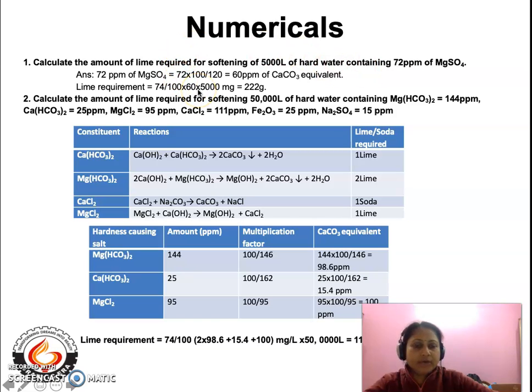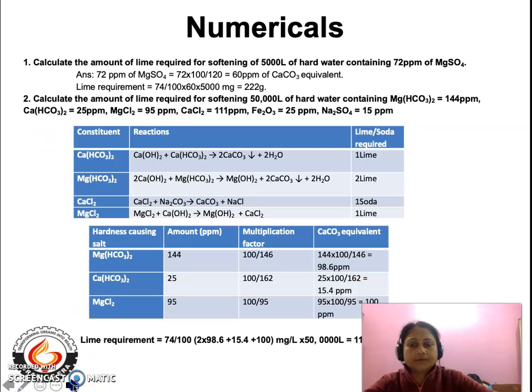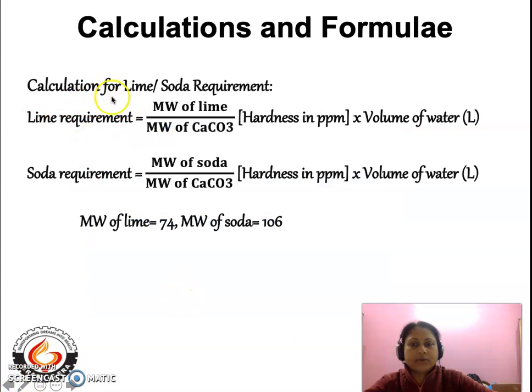So we are going to use the formula that has been given in the previous slide. We have to find out the amount of lime. So the amount of lime required is the molecular weight of lime, that is 74, divided by the molecular weight of calcium carbonate. We know that the molecular weight of calcium carbonate is 100. So it is 74 divided by 100 into the hardness in ppm into the volume of the water in liters. So we come back to the numerical.